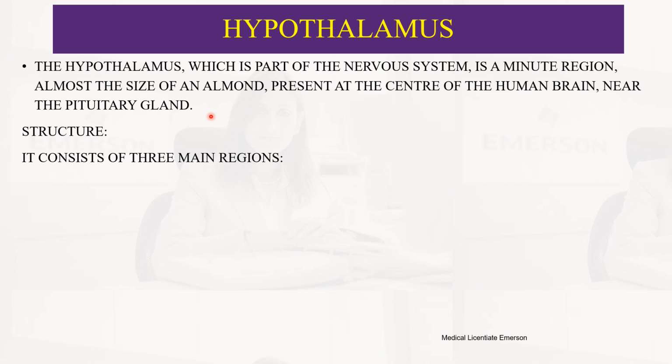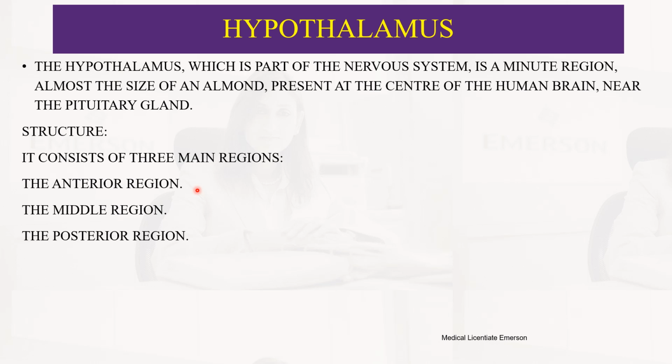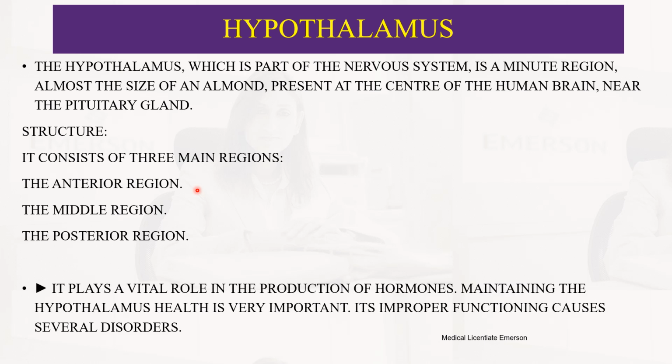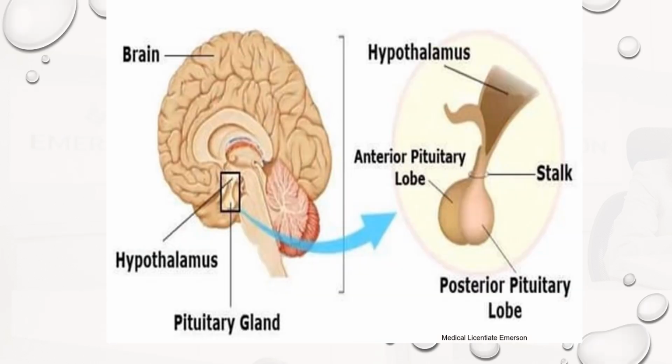In terms of structure, it consists of three main regions: the anterior region, the middle region, and the posterior region. It plays a vital role in the production of hormones. Maintaining the hypothalamus healthy is very important. Its improper functioning causes several disorders. Okay, so that's the hypothalamus.